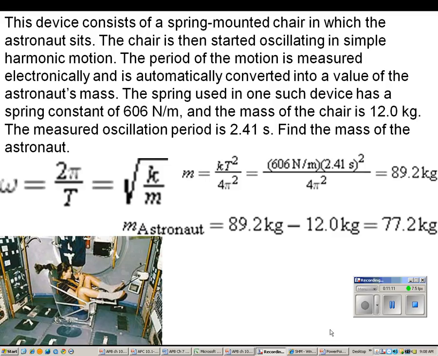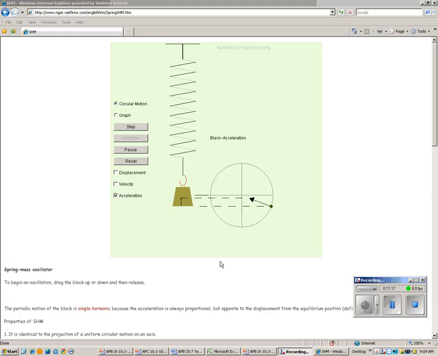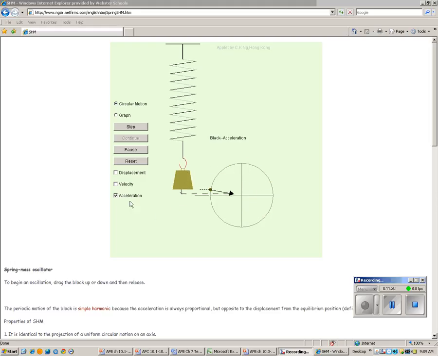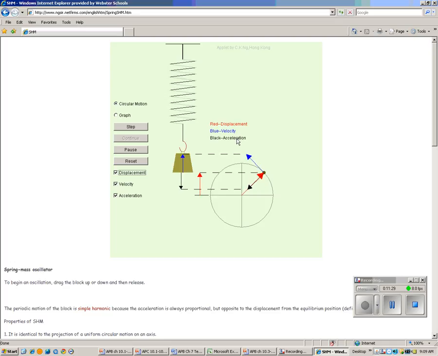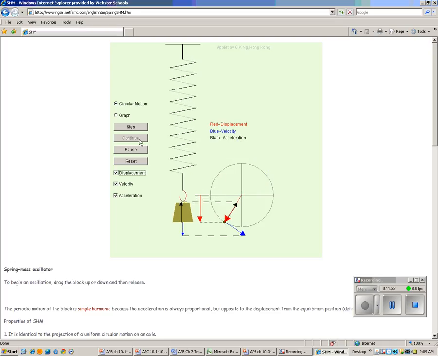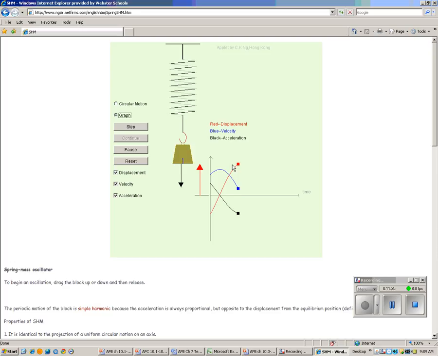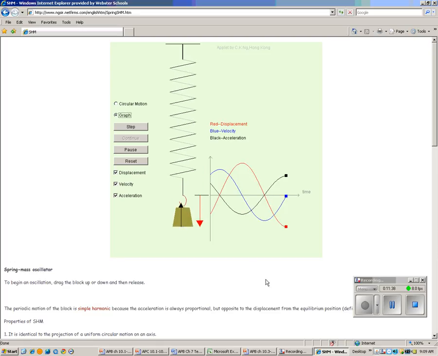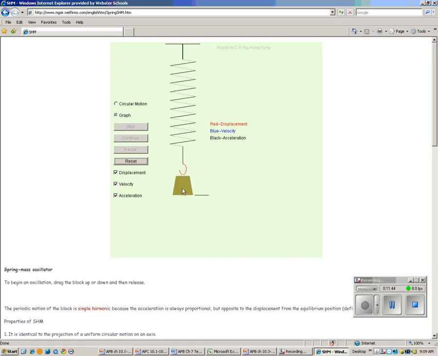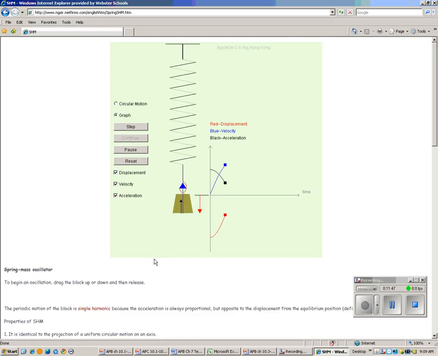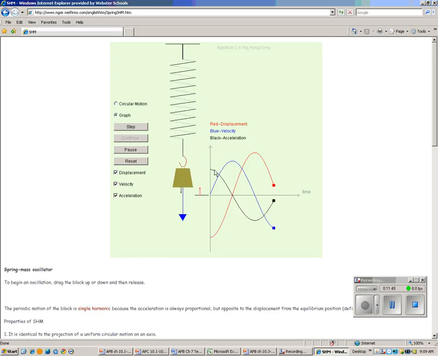So in this video we learned some new formulas for simple harmonic motion. We looked at the motion of an object moving in simple harmonic motion and looked at what its velocity looked like, acceleration, and its displacement. Displacement's in red, velocity's in blue, acceleration in black. And we also looked at the three graphs that go with that, which are all sine or cosine curves. You'll see one starts as a cosine curve, one starts as a negative cosine, and one starts as a sine curve.